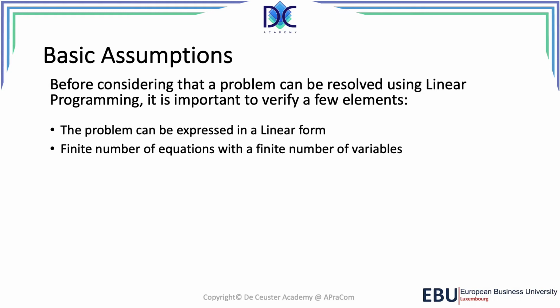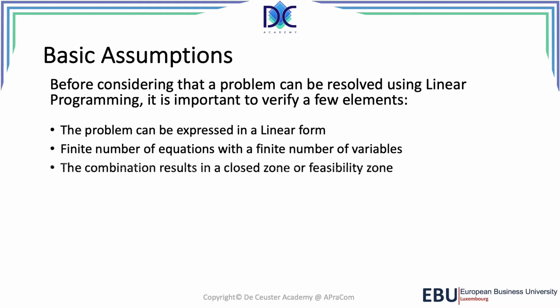Finite number of equations with a finite number of variables. So there can be a very large number of variables and equations, but it will be a finite number, not infinite. The combination of all these elements results in a closed zone, or feasibility zone. I will show you. The feasibility zone is basically that zone where all the possible solutions can be found. Outside of the feasibility zone, we cannot have a solution.